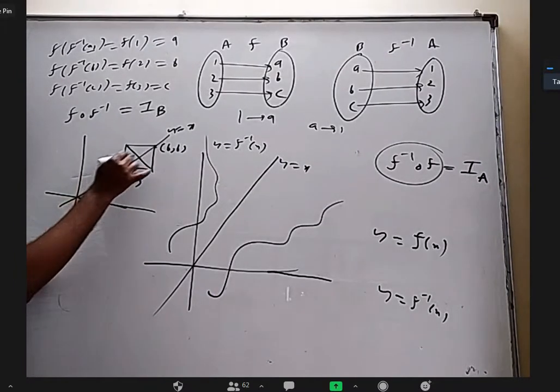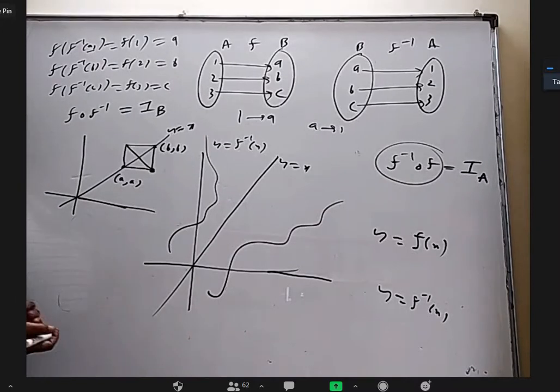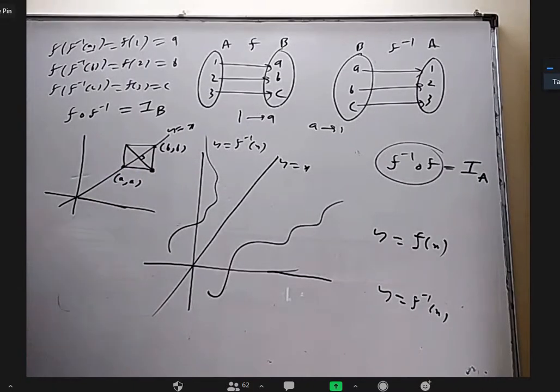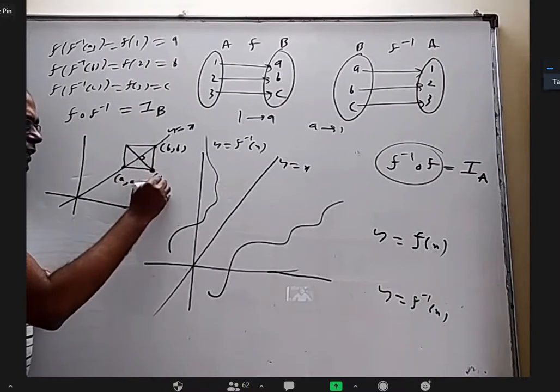This point is a comma a. This point is b comma b. Anybody want to tell me what are the coordinates of this point? Same line. So the coordinate is b comma a.